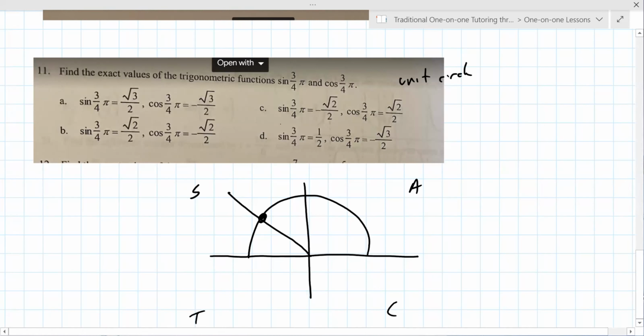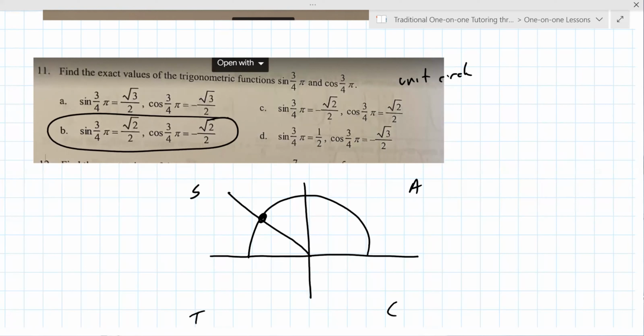Cosine is negative. Actually, that doesn't help. That gets you rid of one answer. So I don't know. I mean, these are numbers on the unit circle. So yeah, it's root 2 over 2, but the cosine is negative. Where is it, right? So it looks like it's that one. So you got to know your unit circle.